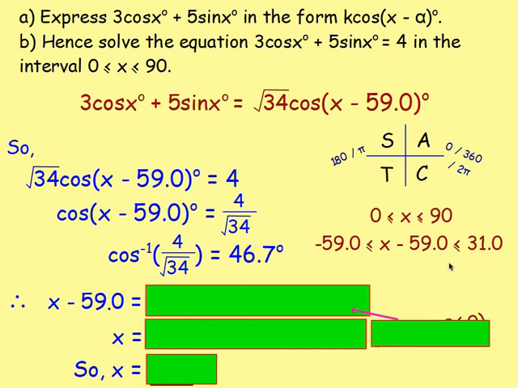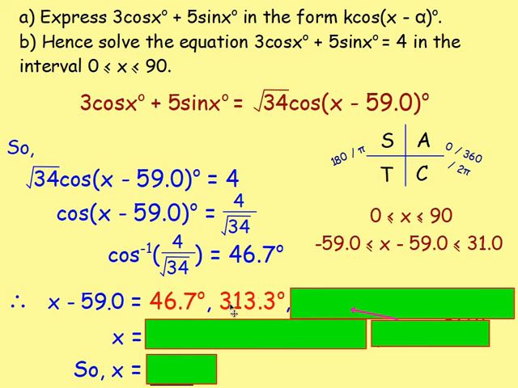So we're looking for all the answers between negative 59 and 31 for the x minus 59.0 part. So x take away 59.0, well, if you're using a CAST diagram here, you would have A for all, so you'd have the first quadrant of 46.7 degrees, and you'd have this quadrant here as well with 360 minus that 46.7, so you'd have 313.3. However, what's the problem with that, Chelsea? Good. Neither of those answers lie within this limit that you're wanting of the negative 59 and the 31.